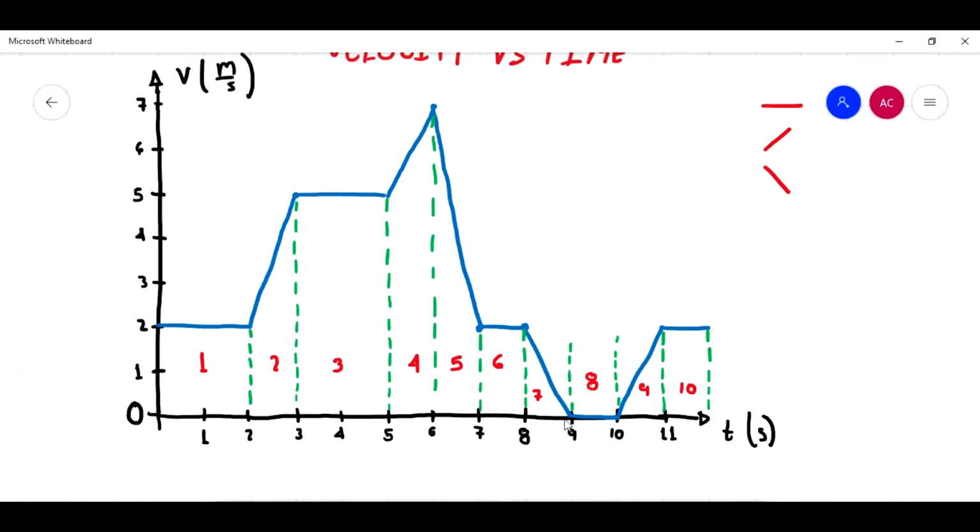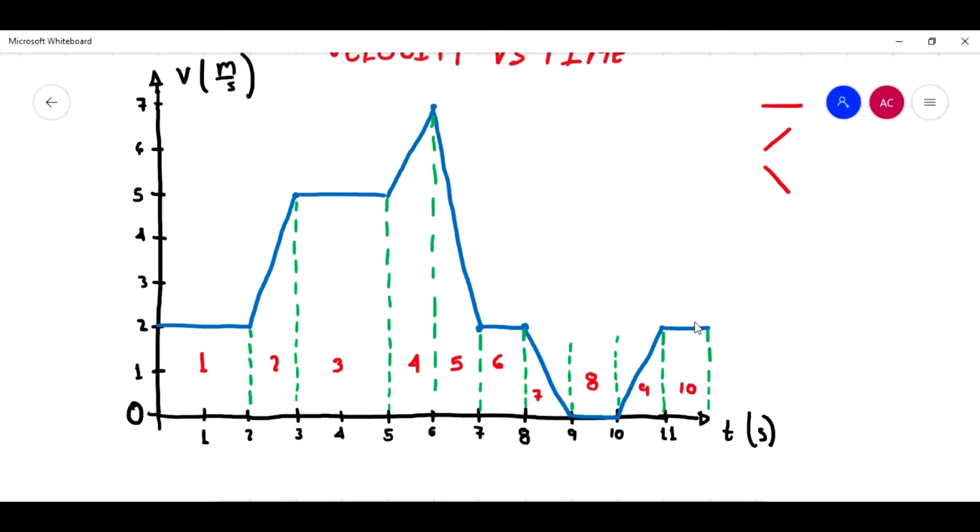I'm going to write here 0, and then the velocity increases. It is going to remain here for 1 second, and then increases the velocity up to 2 meters per second, and then it is going to stay there for 1 second.